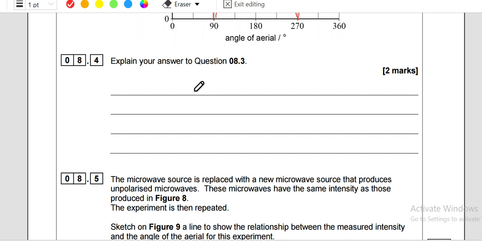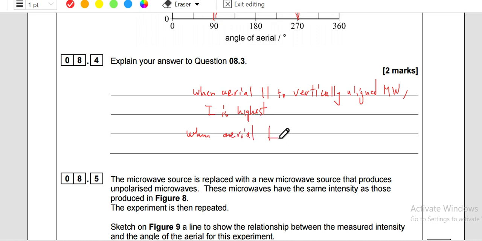So a simple explanation is: when the aerial is parallel to, vertically aligned with, the microwave, the intensity is the highest, and when the aerial is perpendicular, then it has zero intensity.